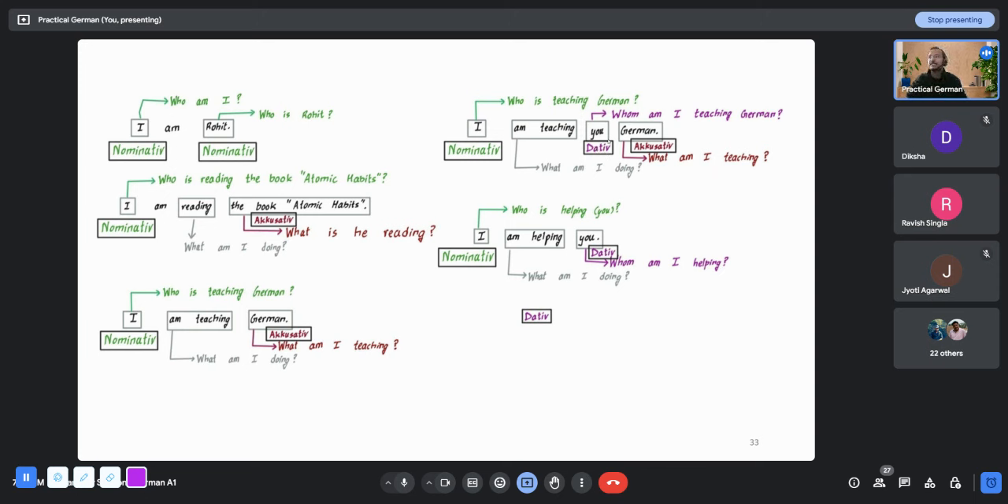So whenever you want to find out, if I write this in German, you have to find the pronoun, right? The pronoun can be in nominative, accusative, or dative case. Now you have to ask whether it is accusative, dative, or nominative. I is nominative because the question to find this information is who. For you, you will have to use whom, right? Whom are you teaching German? And that's why it is dative. The same logic can be applied over here as well. I am helping, so your question will be, whom are you helping, right? Whom are you helping? And that's why this you is also dative.